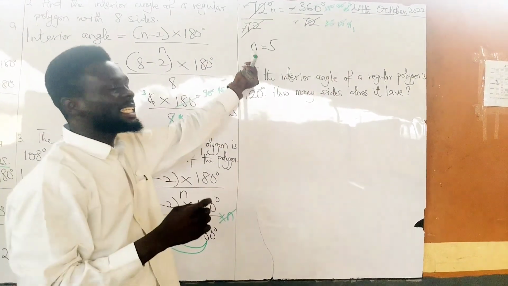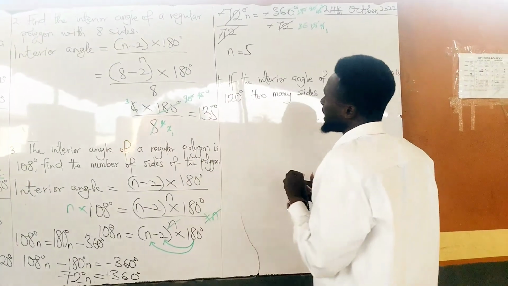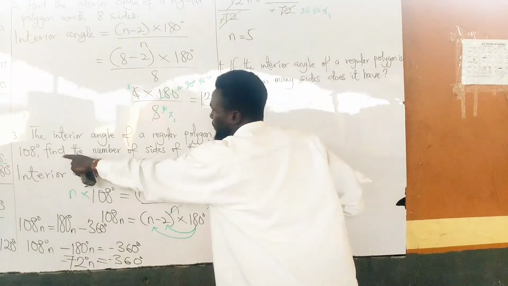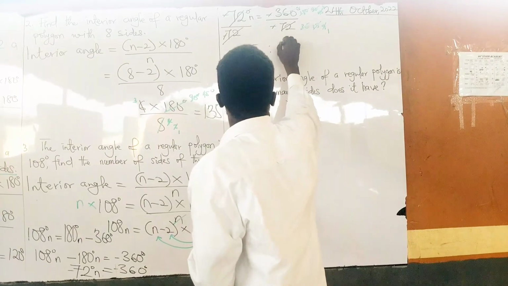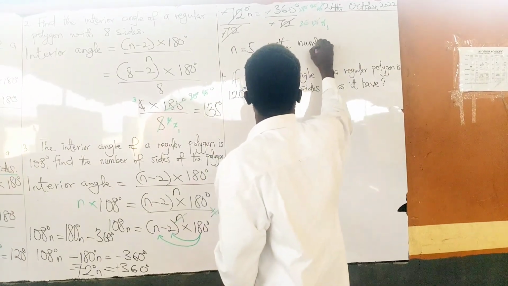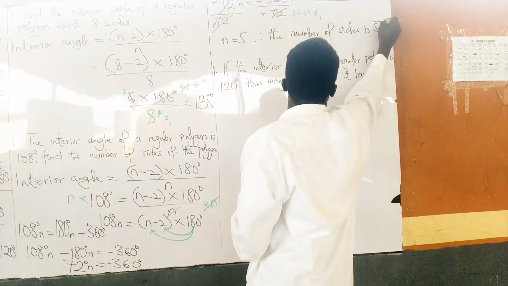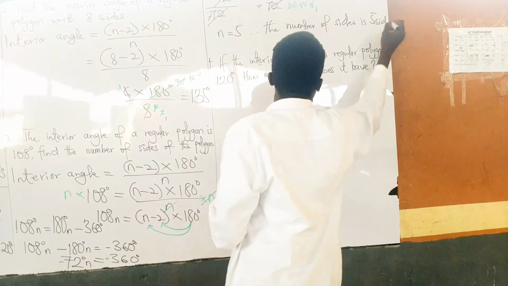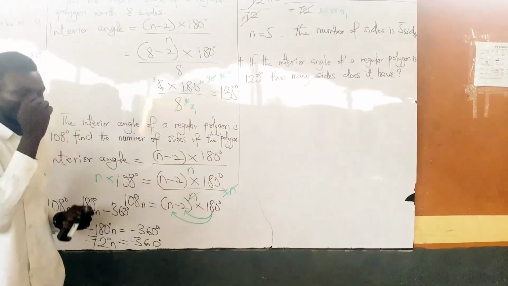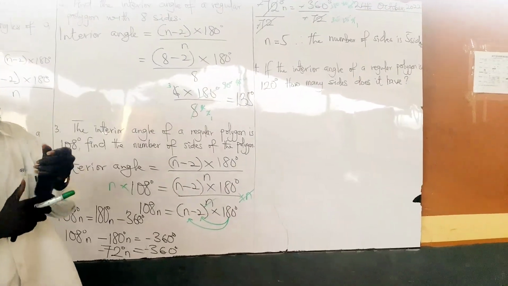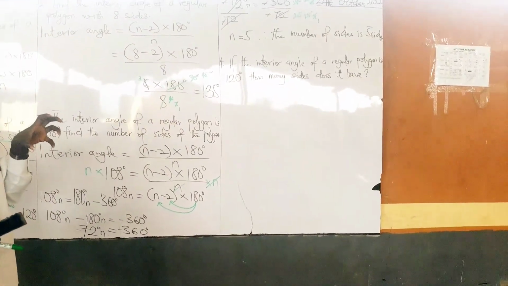So if n, which is the number of sides, is 5, then it simply means the number of sides, which the question says, find the number of sides of the polygon, is 5. So we say, therefore, the number of sides is 5 sides. Therefore the polygon has 5 sides. So anytime we are calculating the number of sides, given the interior angle, we have to be very careful.